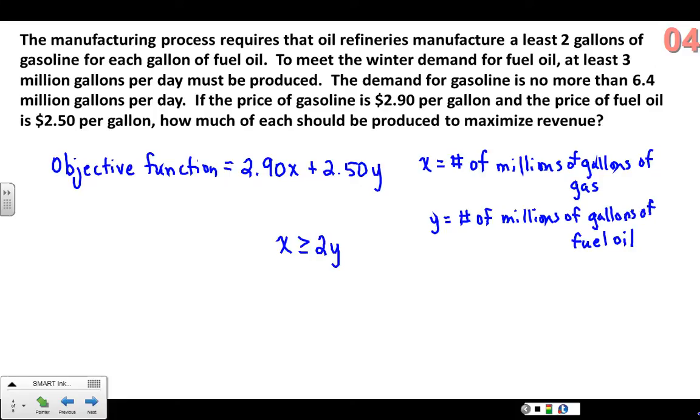So gas was the X, Y was the fuel oil. So the amount of gas has got to be greater than or equal to, because it says at least, 2 times the amount of fuel oil. So that's our first constraint. We'll call these our constraints.